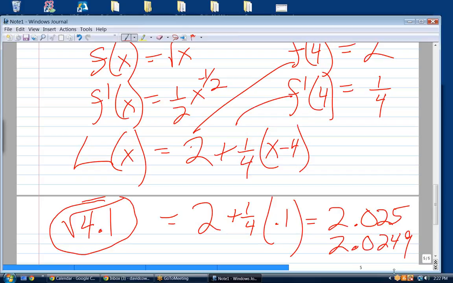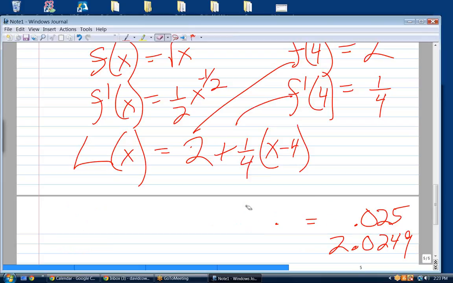In other words, that is an excellent approximation for coming up with the square root of numbers close to 4. Now, if I tried to use this for the square root of 7, it's not going to give me a very good answer. So you use the linearization to calculate approximate values for functions as long as you're close to the number that it is centered at.